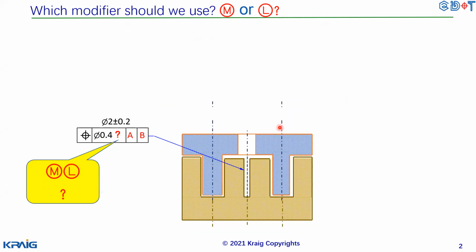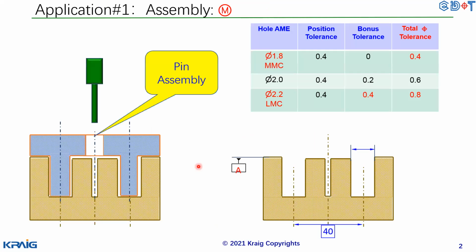First, these two parts will be assembled together, and we need to figure out, for this position tolerance, should we use circle M, or should we use the LMC modifier, or should we use nothing here? So the first application is, after these two parts are assembled together, we need to put a pin inside. So the function is assembly of this pin with this sub-assembly.